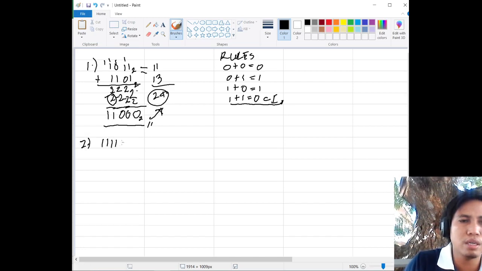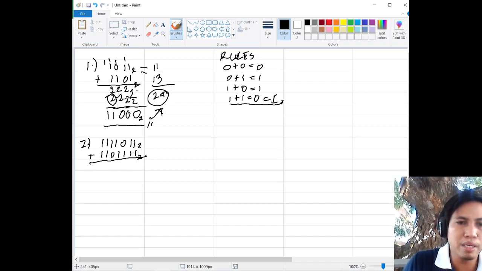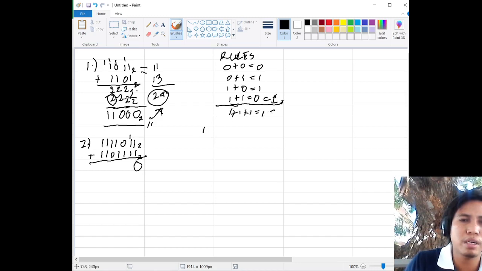Let's say 1111 plus 110111. Okay, they are both in the base of 2. So 1 plus 1, based from our rule, I already explained how we get 0 carry 1. Based from our rule, 1 plus 1 is actually 0 carry 1. Then 1 plus 1 plus 1, that is 1 carry 1. So this will become 1 carry 1.